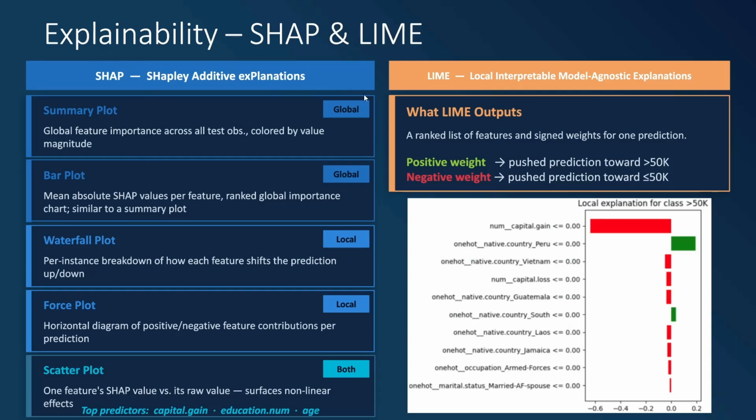This is our explainability. We use SHAP and LIME. These are some of the graphs that SHAP produces: summary plot, bar plot, waterfall plot, force plot, scatter plot. And then LIME was used specifically for our local explanations. It produces a ranked list of features and assigned weights for one prediction. If the weights are green, then it is positive, pushing the prediction towards over 50K. If it's red, it's pushing under 50K.